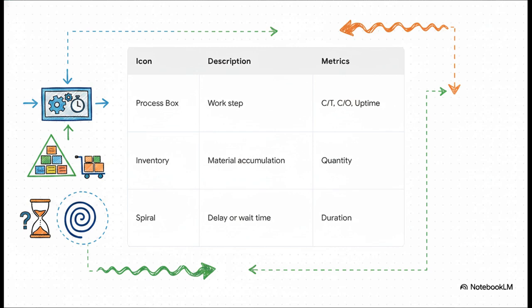Next, we use the inventory triangle. You place this wherever materials or work in progress physically accumulate, and you actively note the quantity that's just sitting idle. Finally, we have the spiral. This is a supercritical icon representing where a planned or occurring delay is happening, maybe due to unavailable manpower or just waiting on preceding tasks to wrap up.